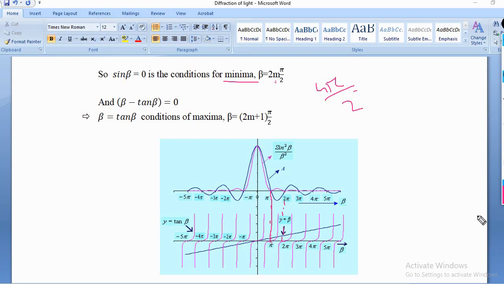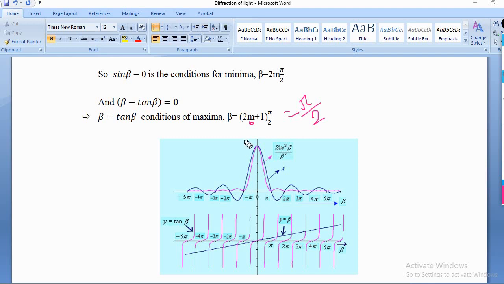Now, check it for the maxima. Which maxima? These are the secondary maxima. In the secondary maxima, you have a condition (2m plus or minus 1) pi by 2. First consider m is equal to 0, make it simple. If m is equal to 0, it simply becomes pi by 2. So, what will be pi by 2? If this is pi, somewhere here you will have pi by 2. So, at pi by 2 you have the maximum. This is overlapping with the central maxima.